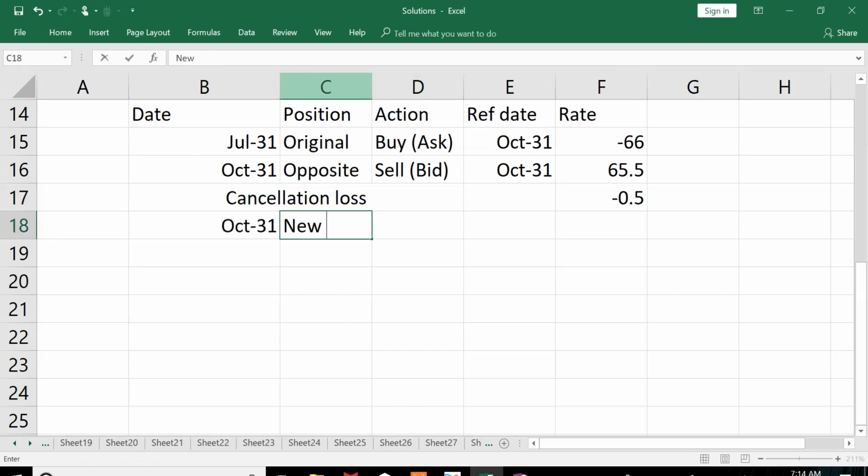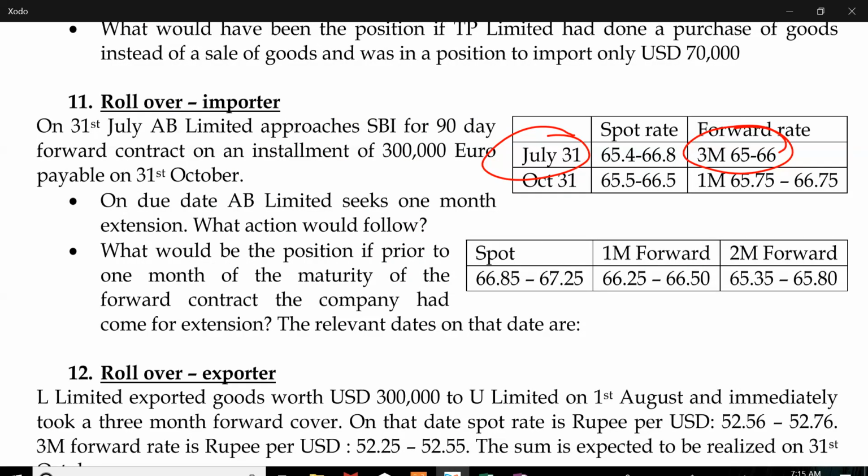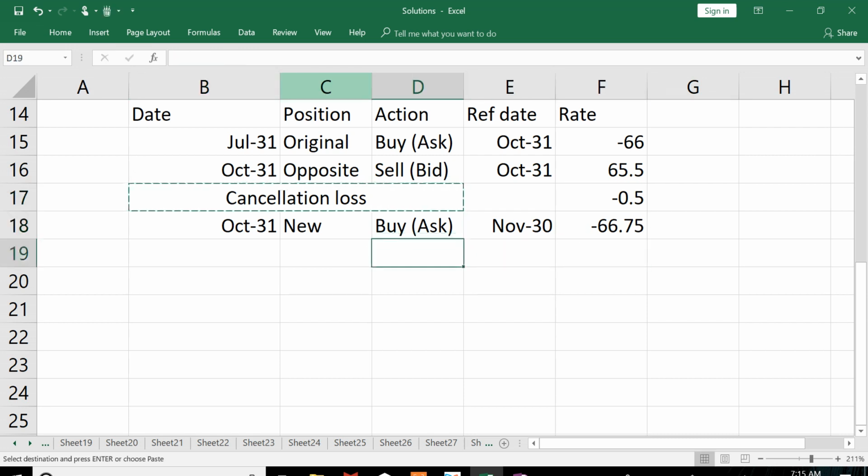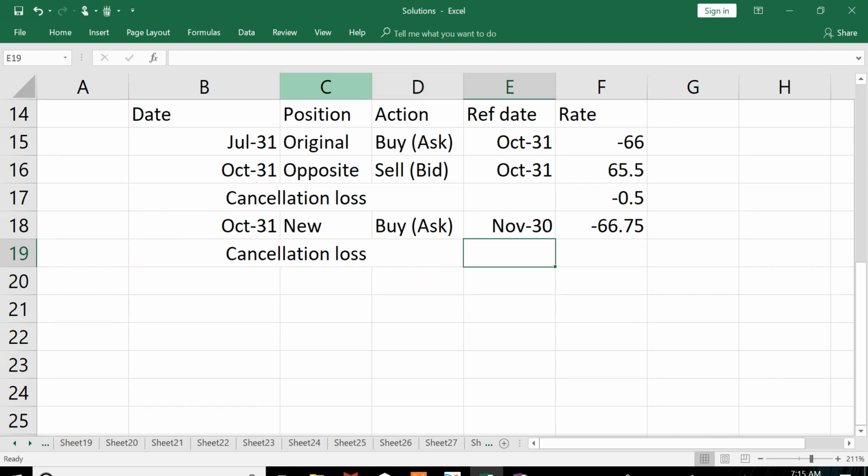New position, buy in bracket ask rate. For which month do you want to buy? November 30. On October 31, what is the ask rate for November 30? 66 points. I'm putting in brackets. 66.75.